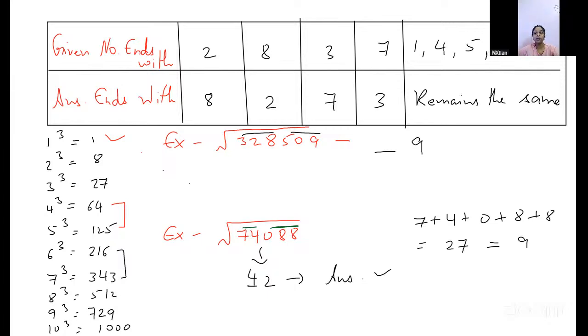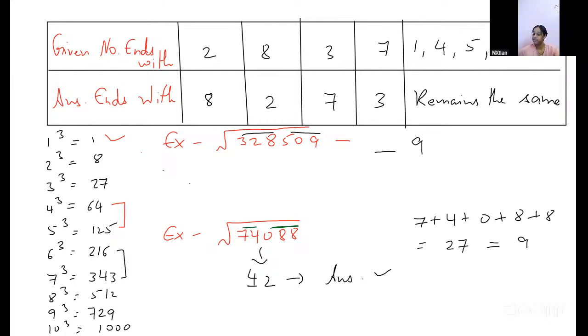We are finding the cube root. No, I was saying, for 88883, the cube root can't be 47 because 47 cube is 103823. If you calculate, it's showing that 88883 is not a cube number.